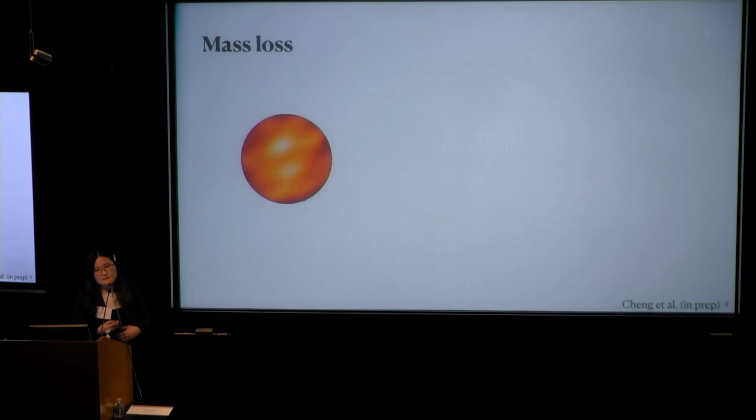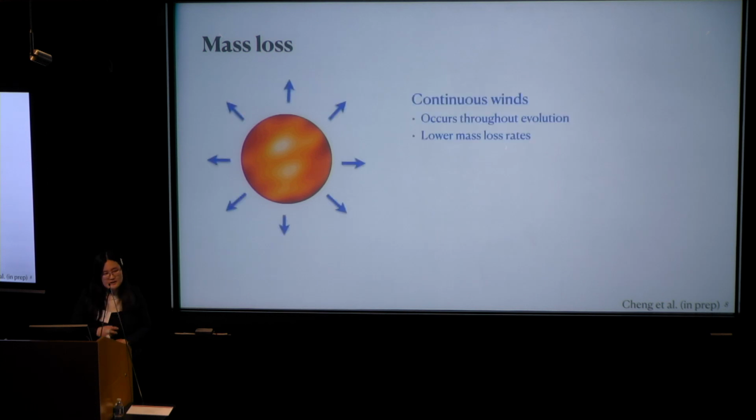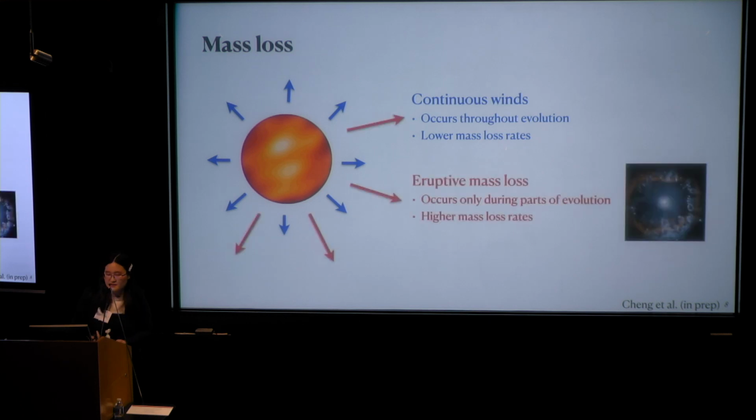So now we're looking at mass loss, right? Mass loss is what we're interested in. And we have to understand in a star, there are two kinds of mass loss happening at the same time. The first type is a continuous wind. This occurs throughout the evolution and has a lower mass loss rate. And the second type is that eruptive mass loss that I've shown in this AG Carinae system. And that only really occurs throughout part of the evolution and has a much higher mass loss rate. So there are two things happening at once, concurrently.